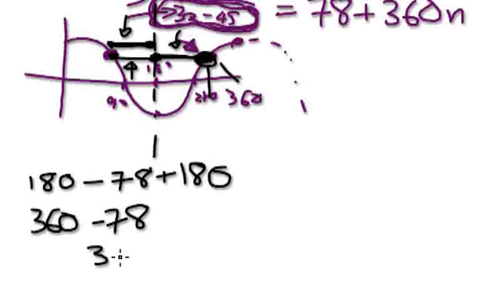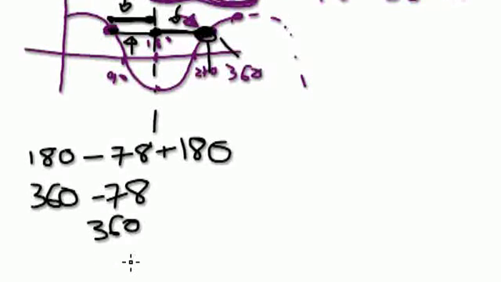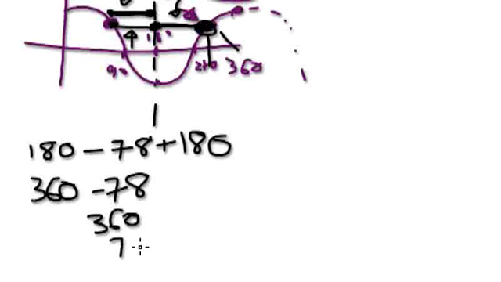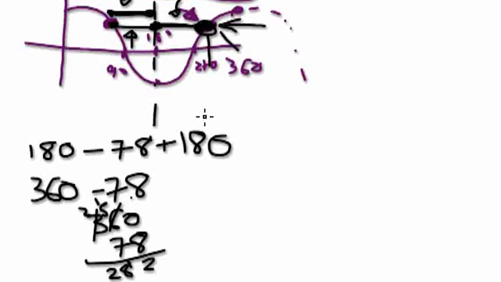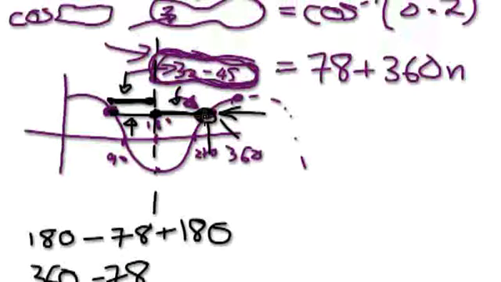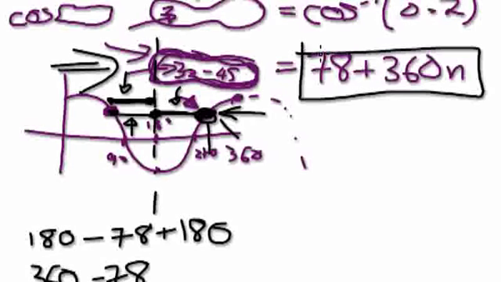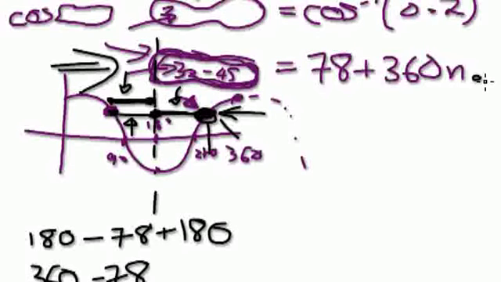So that will be, hang on, 360 take away this here. So this will be 5, 1. So this will be 2. This will be this. 3, 8 here, and 2 here. So this point here is 282.